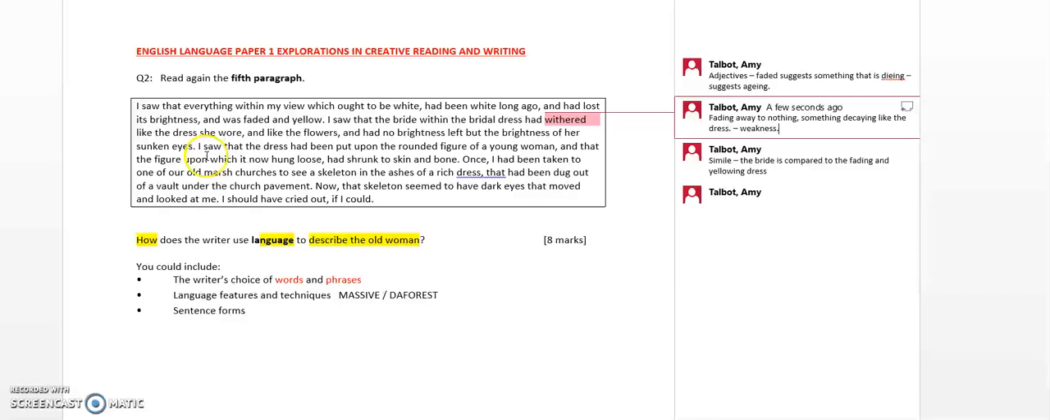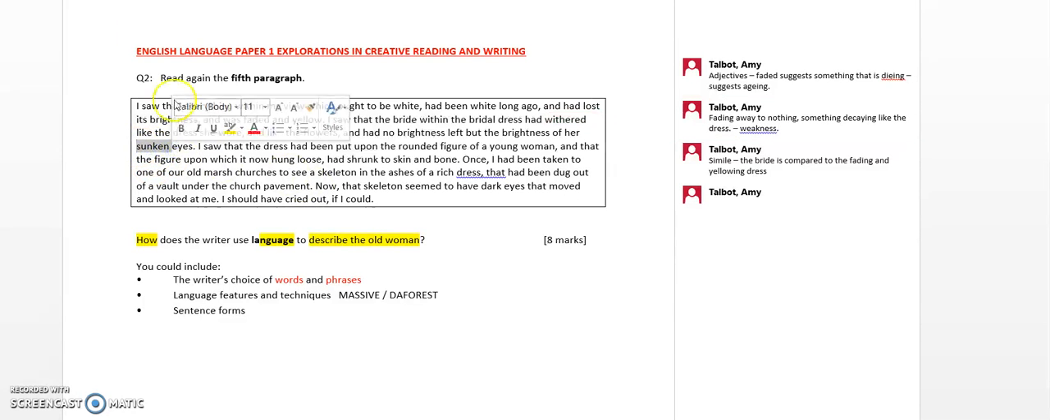Okay, other things then. I saw that the dress had been put upon a rounded figure of a young woman, and that the figure upon which it now hung loose had shrunk to skin and bone. Once I had been taken to one of our old marsh churches to see a skeleton in the ashes of the rich dress that had been dug out of a vault under the church pavement. Now that skeleton seemed to have dark eyes that moved and looked at me. I should have cried out if I could.